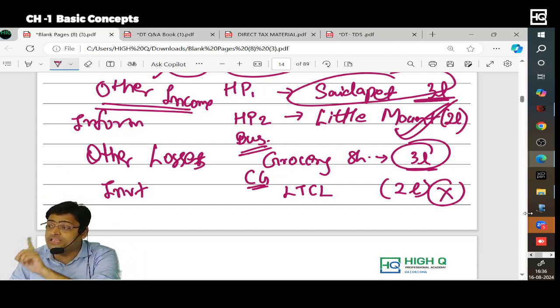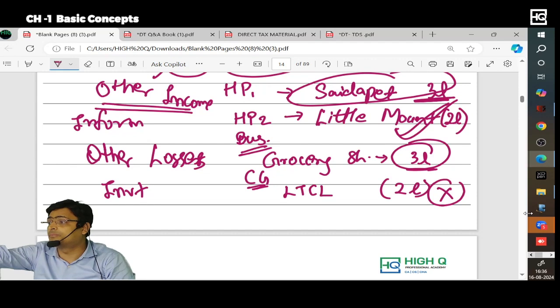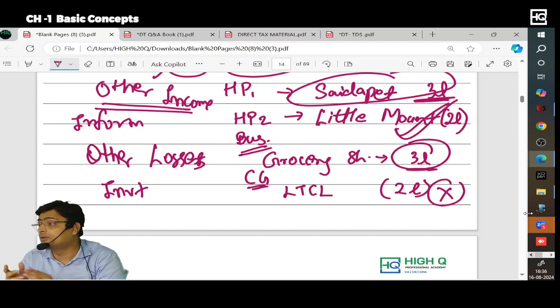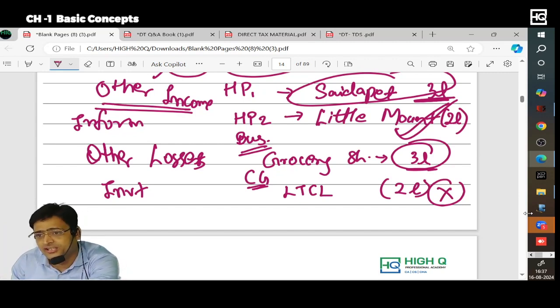But an employee can inform one loss to the employer: house property loss. Why? Because under house property loss only the standard deduction is allowed, and interest on loan. So there is no chance of manipulation. So that loss can be informed. Other losses cannot be informed.